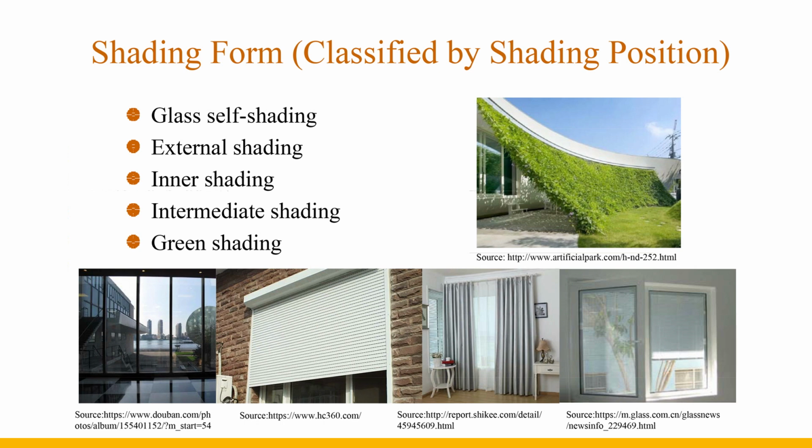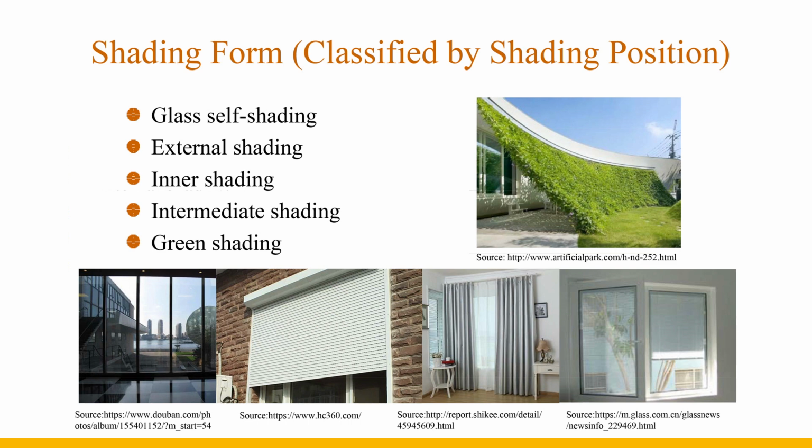Among them, the glass's own shading is realized by the blocking ability of glass itself to solar radiation. Surface treatment or adding raw materials in the production to improve the blocking ability can be made of heat-absorbing glass, heat-reflecting glass, low-E glass, etc. The intermediate sunshade is built into the middle of the insulating glass, which can be opened and closed by light control or thermal control.